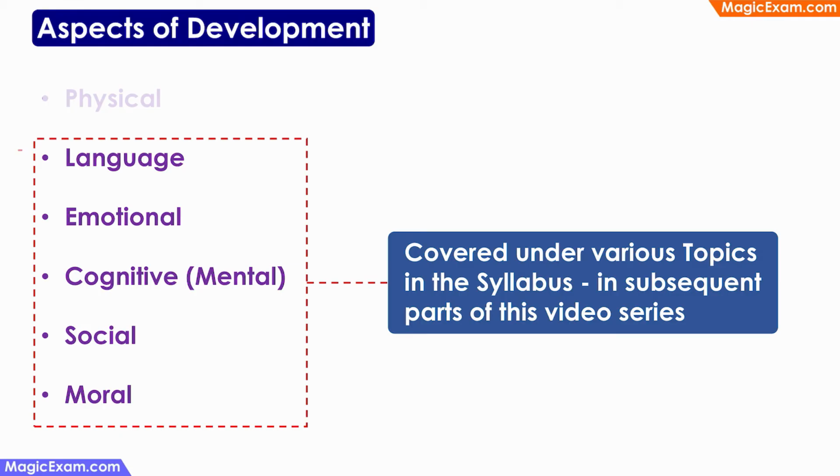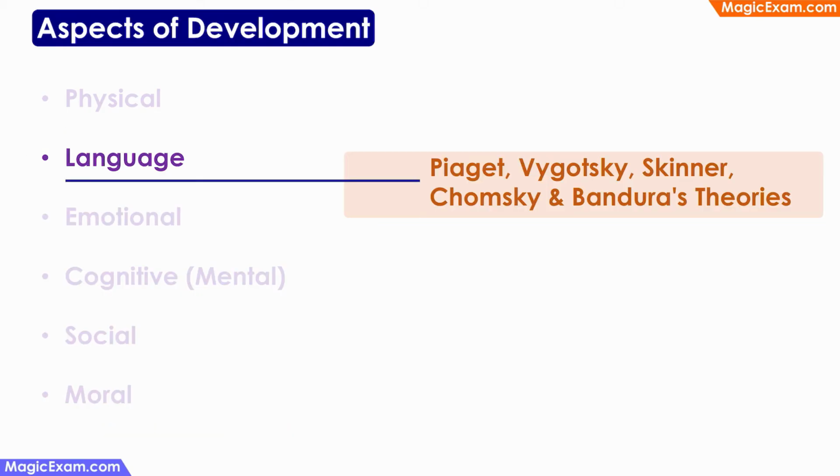All the other aspects of development, such as language, emotions, cognitive, social, and moral, we will cover in the subsequent parts of this video series because these are covered in detail under various topics of the syllabus. When we look at language development, we will look at the various theories developed by people like Piaget, Vygotsky, Skinner, Chomsky, and Bandura.